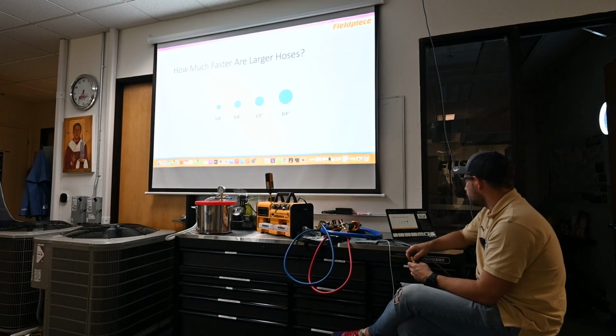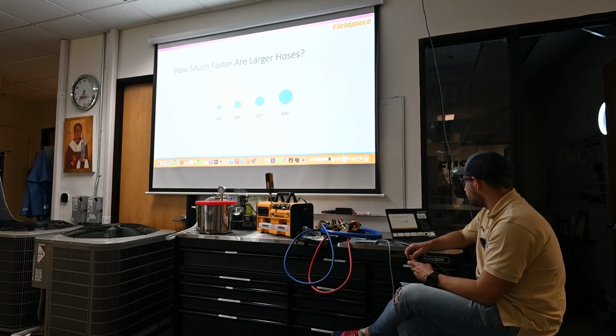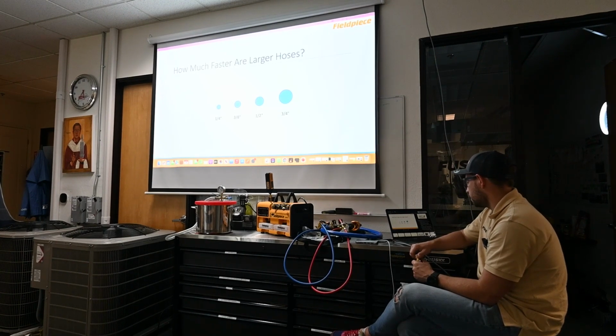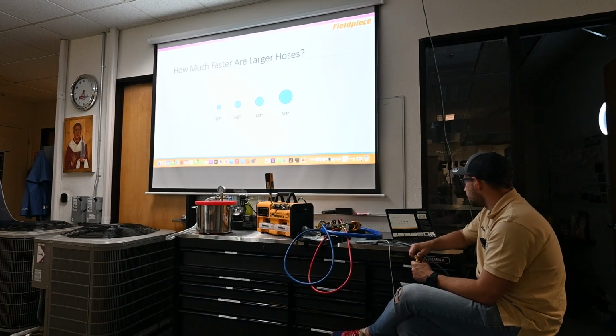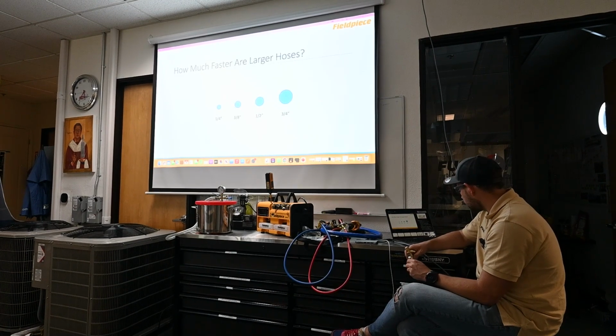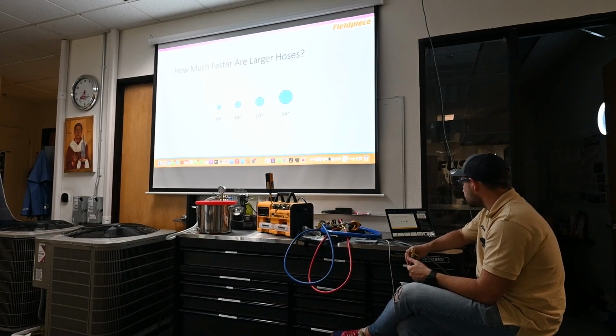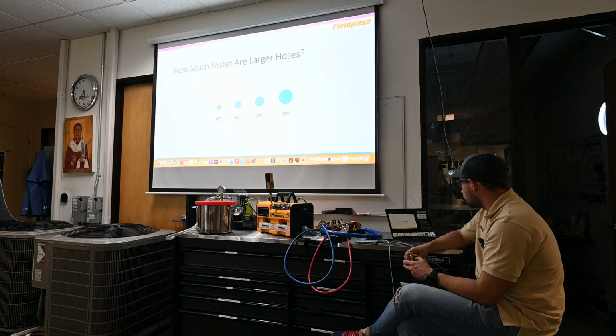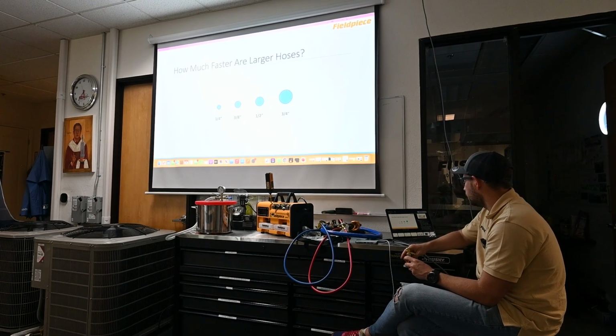Flow is the result of differential pressure between two points. Pressure is the result of molecular collision with the walls of the vessel. When the hose size is increased, it reduces the frequency of wall-to-molecule collision.